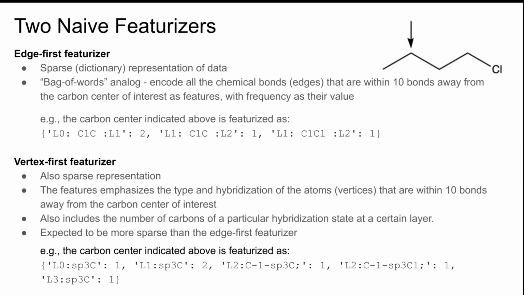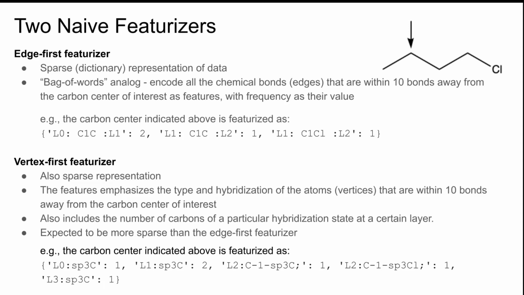We came up with two naive featurizers to featurize our data. The edge-first featurizer is a sparse dictionary representation of the data that encodes all the chemical bonds, which are edges in the graph, that are within 10 bonds away from the carbon center of interest as features. The vertex-first featurizer emphasizes the type and hybridization of the atoms, which are the vertices, that are within 10 bonds away from the carbon center of interest.